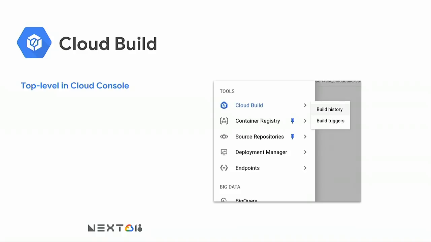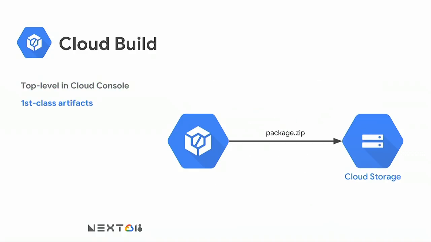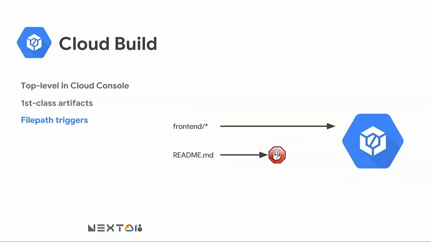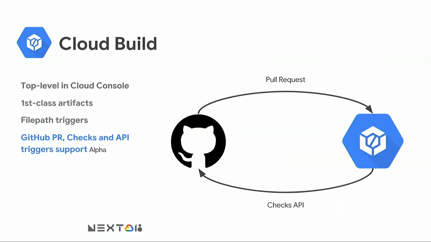this was all done with Cloud Build. With Cloud Build, just real quickly, we're going to go through some of the new features that are available today that we used in the demo. It's top level in the Cloud Console, so you'll see it there. We're adding support for first-class artifacts. The same way that you could push images to Container Registry, you can now push artifacts to Cloud Storage, if we're building things like binaries or just regular folders. We added support for file path triggers, which we used pretty extensively in order to filter based on subdirectory.